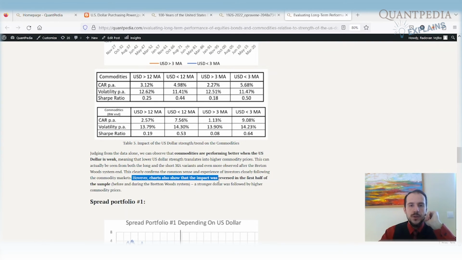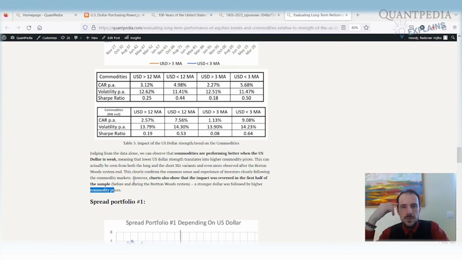However, the charts show that the impact was reversed in the first half of the sample, so before the Bretton Woods and during the Bretton Woods system. So the stronger dollar was followed by higher commodity prices. It works now: the stronger dollar means lower commodity prices, but it only works after 1971.